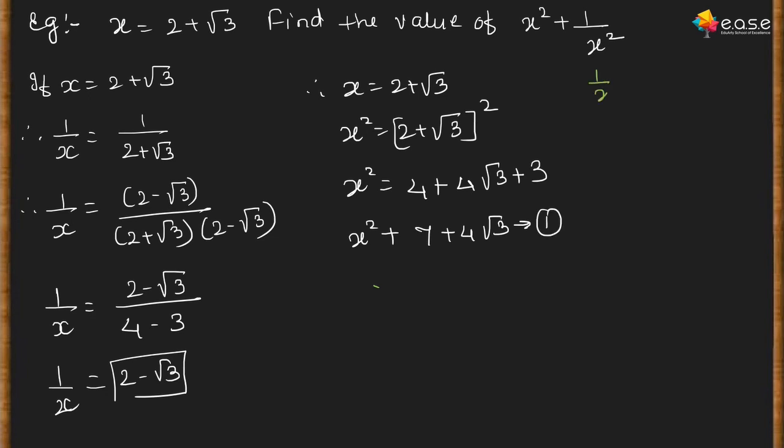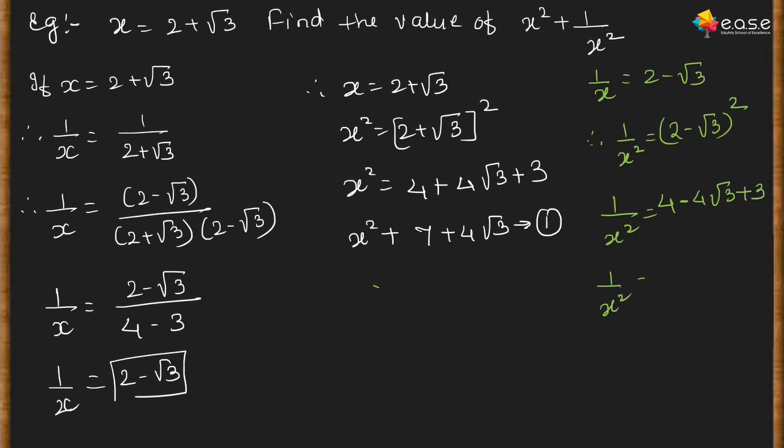See, 1 by x is equal to 2 minus root 3. So therefore 1 by x square is equal to 2 minus root 3 the whole square. So then 1 by x square is equal to 2 2s are 4 minus 2 2s are 4 root 3 and then plus 3. Correct? So 1 by x square is equal to 7 minus 4 root 3. Now what have been asked is x square plus 1 by x square, so we got our x square and we got our 1 by x square also, correct?